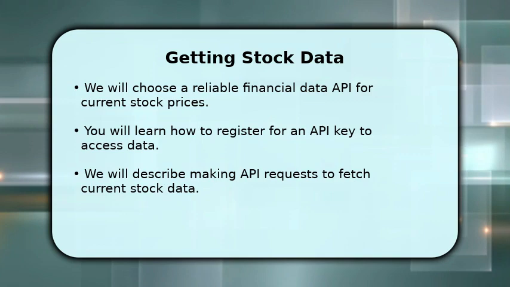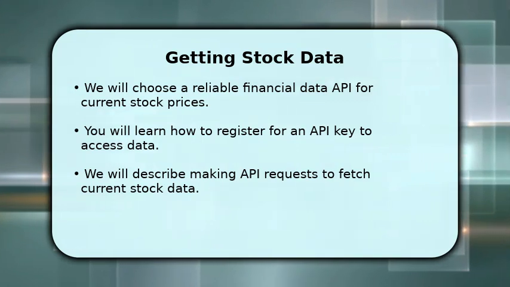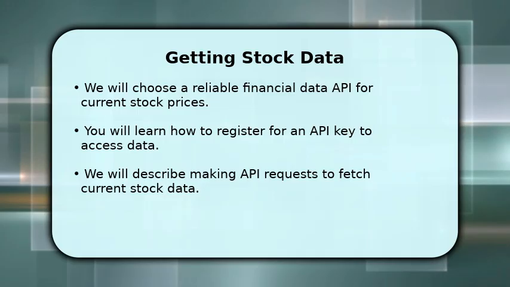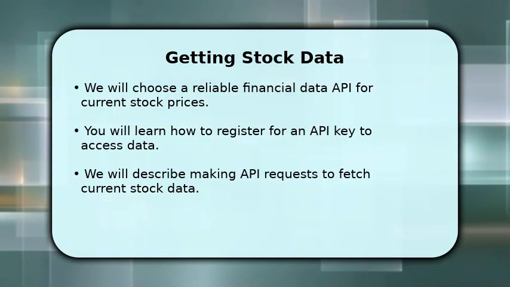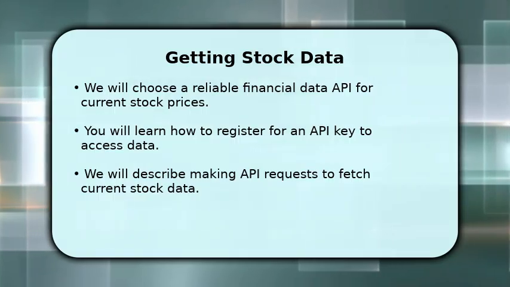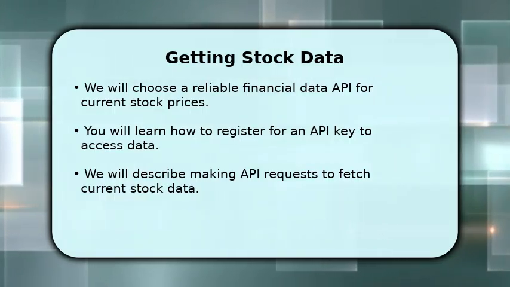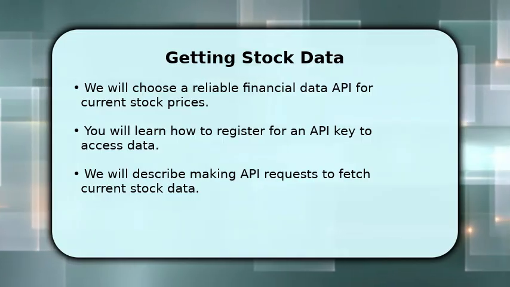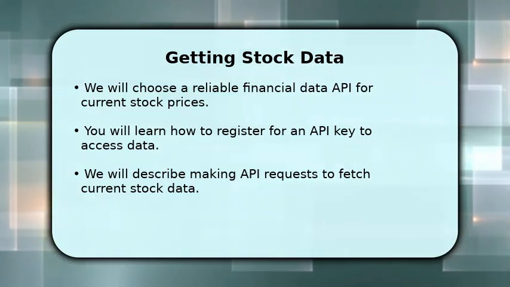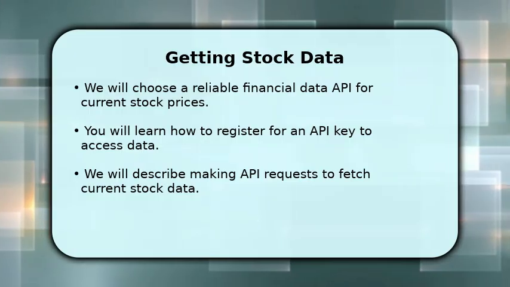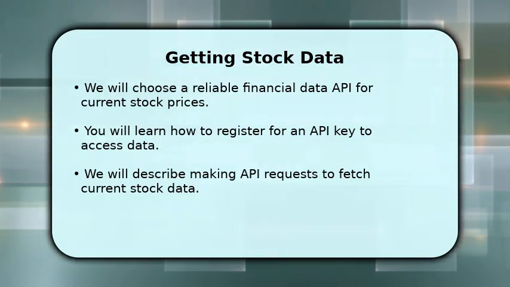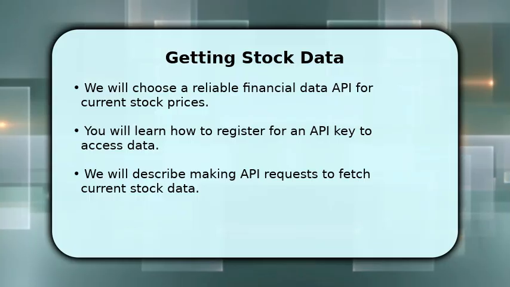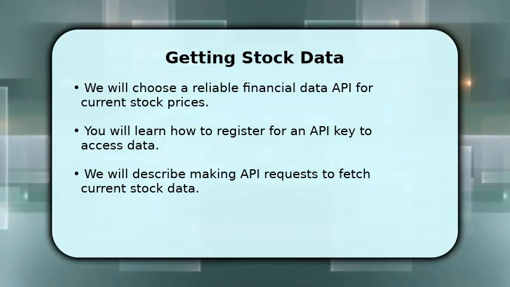Next, let's focus on acquiring the stock data itself. You'll need to choose a reliable financial data API. There are many options available, often with free tiers for personal use. We'll guide you through registering for an API key, which is your unique identifier for accessing the data. Then, we'll demonstrate how to make API requests to fetch current stock prices, ensuring you get the most accurate and up-to-date information for your notifier. This is a fundamental step.